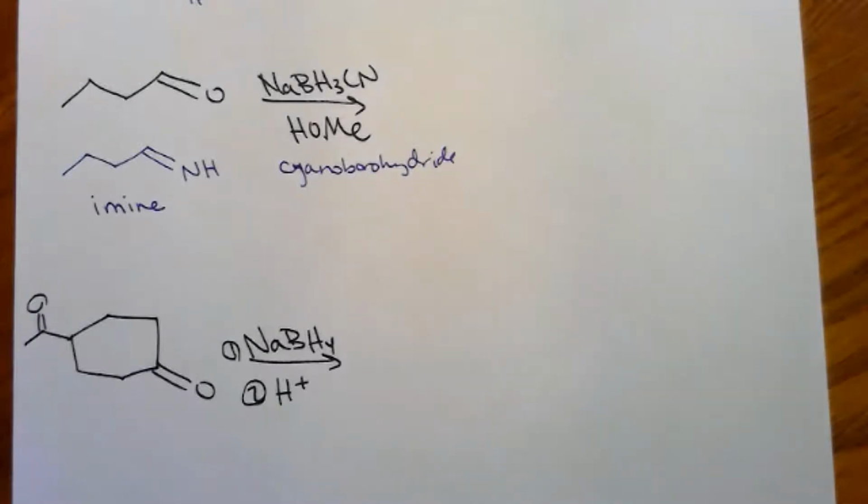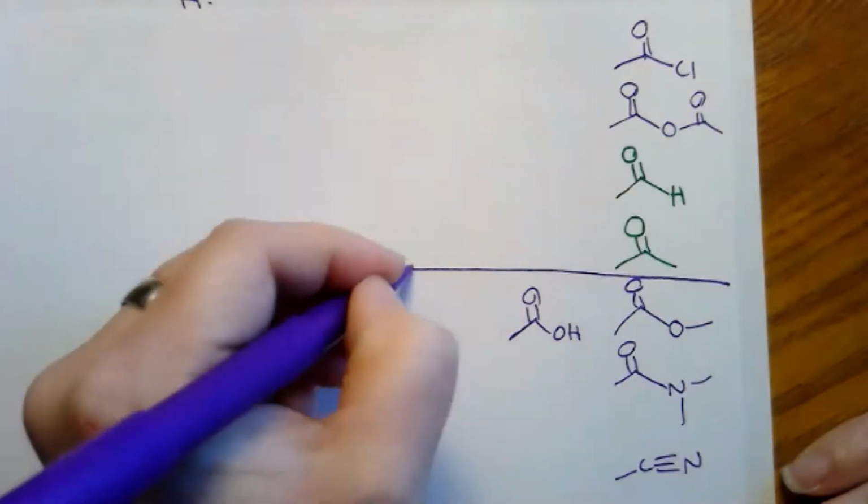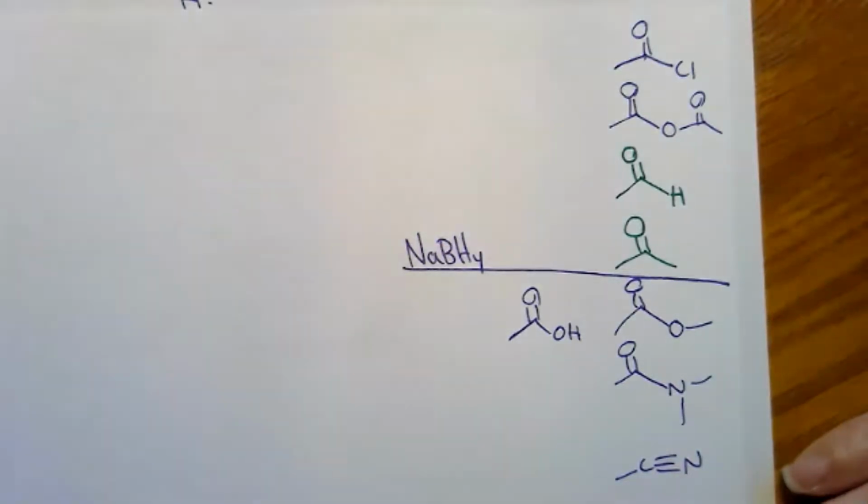So let's go back to our reactivity chart real quick. We have said boron things are less reactive than aluminum things. As it turns out, there's a line, and sodium borohydride can reduce everything above that line, but it's too weak to reduce anything below that line. Lithium aluminum hydride, LiAlH4. Lithium aluminum hydride can reduce everything on the entire chart. Nitriles and everything above.